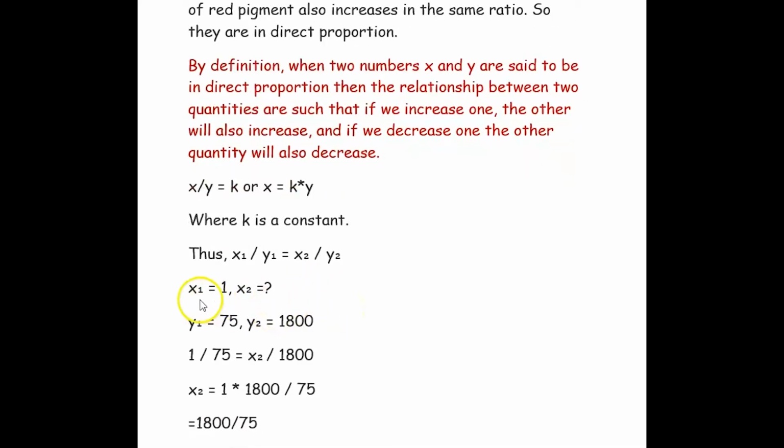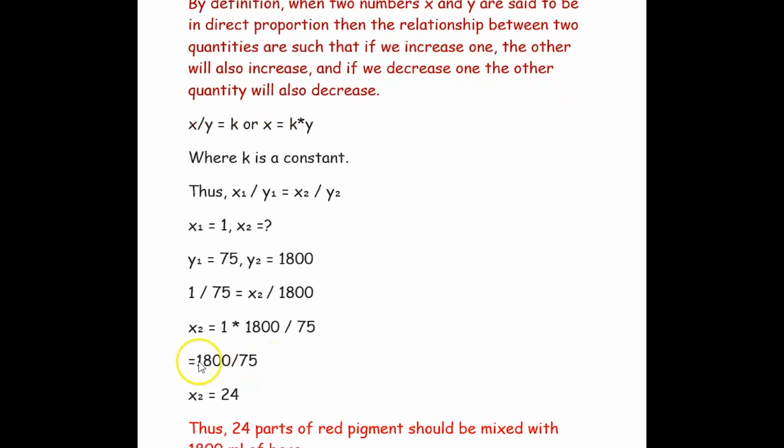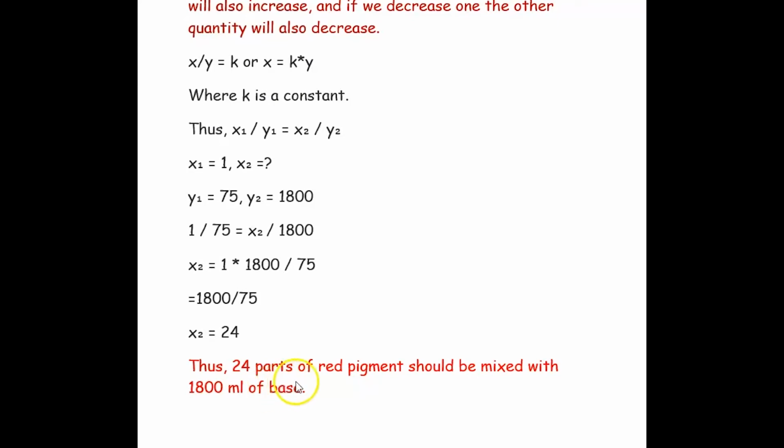From the table of data, X1 is 1 and X2 is the one we want to find, and Y1 is 75 and Y2 is 1800. Now we can substitute all the values in this relation. So 1 divided by 75 equals X2 divided by 1800. So X2 equals 1 into 1800 divided by 75. 1800 divided by 75 is 24. Thus, 24 parts of red pigment should be mixed with 1800 ml of base.